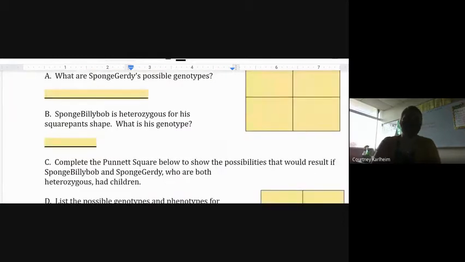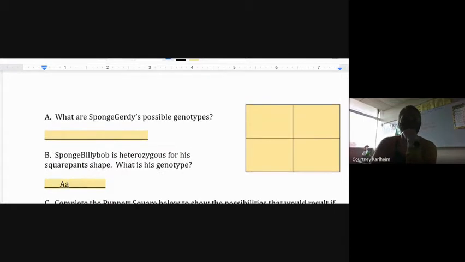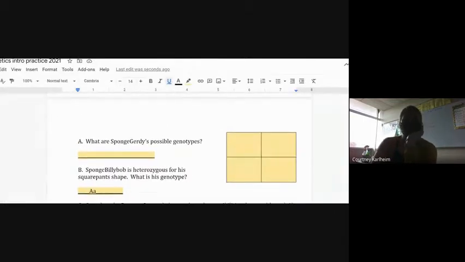So that was the question, because I know this worksheet says Sponge Billy Bob is heterozygous. So we just found out that he is a capital A and a lowercase a, because hetero means one of each. So you can fill that in. It's under 5, letter B. I just want to read the rest, I'll scroll down again.